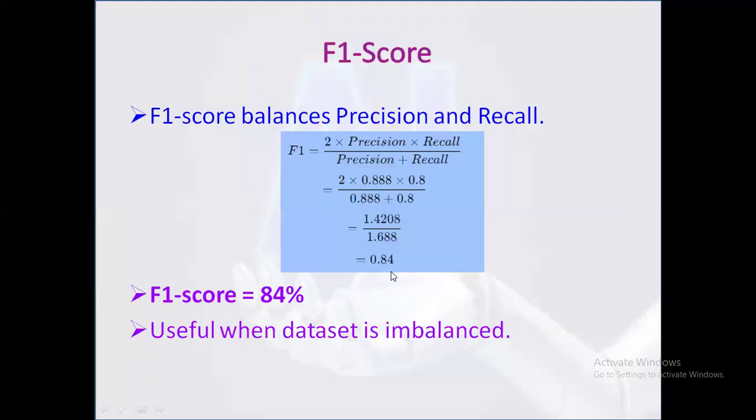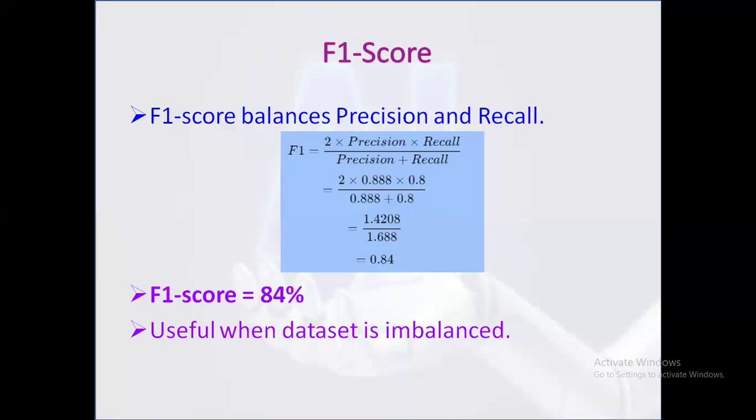The F1 score of 84 percent shows that the model maintains a good balance between precision and recall. Here the precision we got was 88 percent and recall was 80 percent, so it maintains a balance between 88 percent and 80 percent. It confirms that the classifier is neither producing too many false positives nor missing too many true positives.